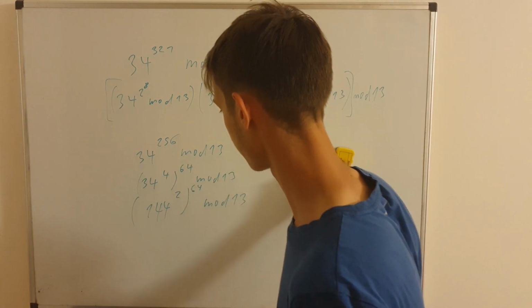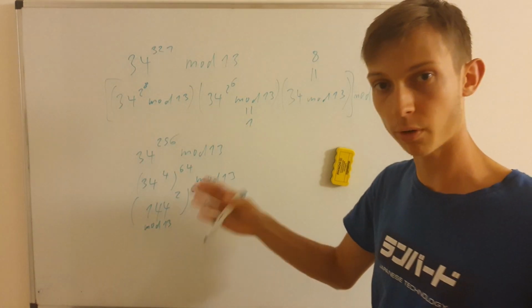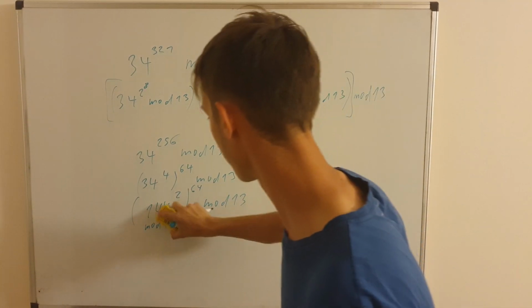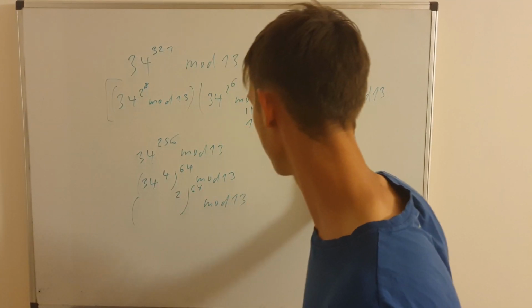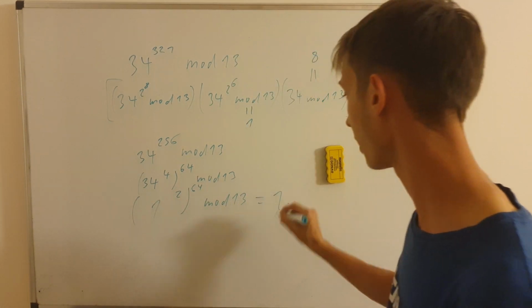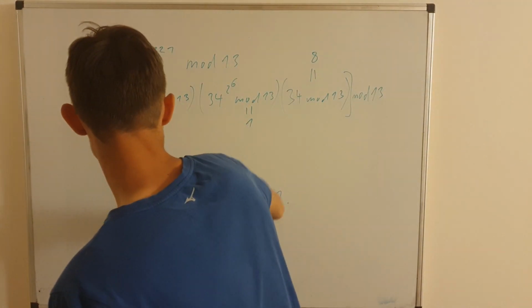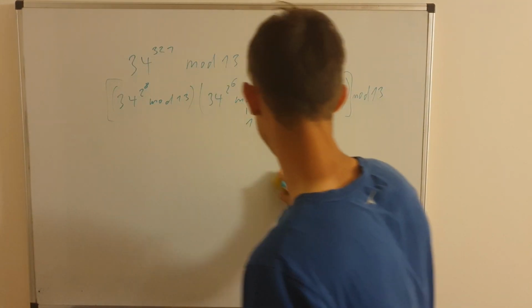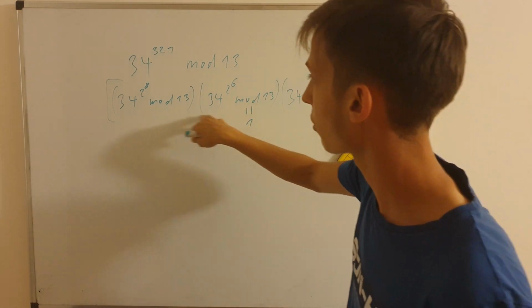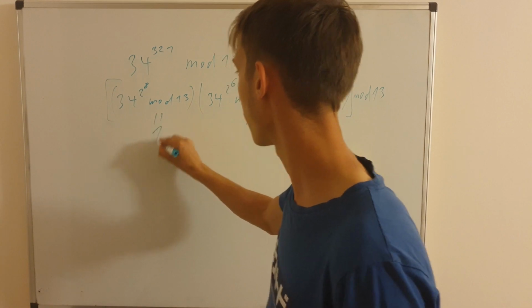mod 13. But remember that 144 mod 13 is 1. And so we are left with 1 to the second to the 64th mod 13, which is again 1. And so even this is 1. And this is kind of a proof that both of these parts, which looked far more complicated, actually end up just giving the remainder of 1. So this is 1 as well.